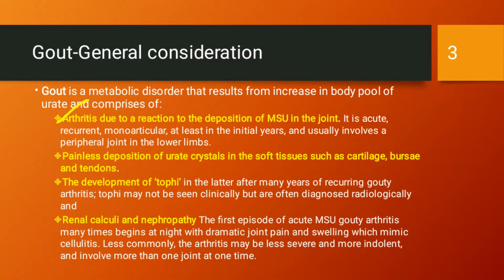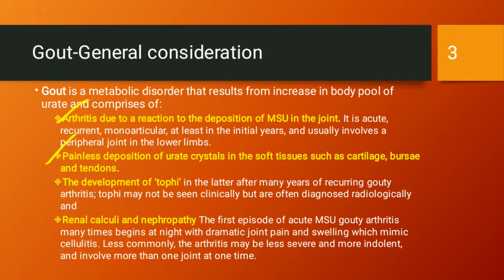Okay, so from the sentence we can get the points: it is an acute condition, then recurrent, which means it occurs frequently, then monoarticular, which means a single joint is involved, and this single joint is involved in the initial years. As time goes by, the other joints will also be involved in this gout condition. Also it involves the peripheral joints, so the lower limbs are mostly affected in this particular condition.